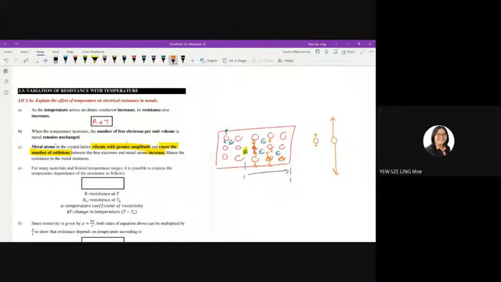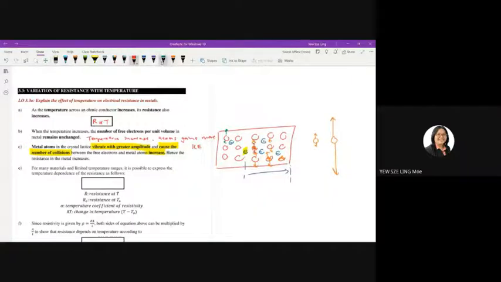Now, why can these metal atoms vibrate with a greater amplitude? That is because, I want you to add in one sentence: when temperature increases, atoms gain more kinetic energy. Or you can say kinetic energy increases. When temperature increases, kinetic energy increases. That is the reason why they can vibrate with larger amplitude.